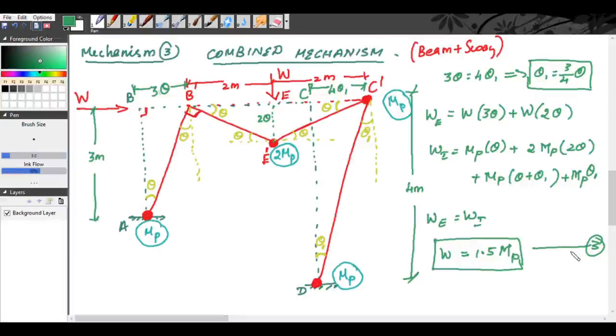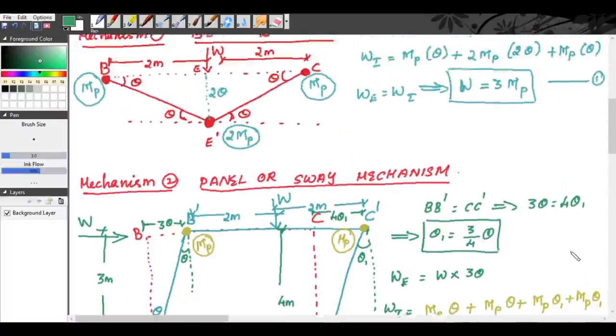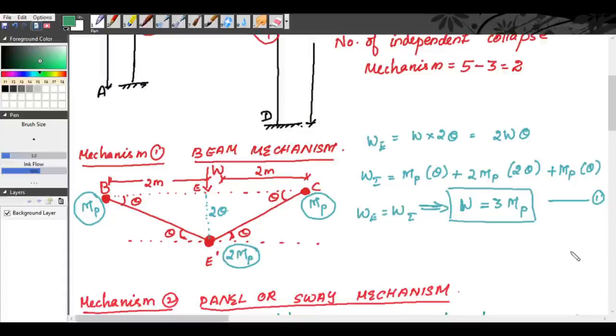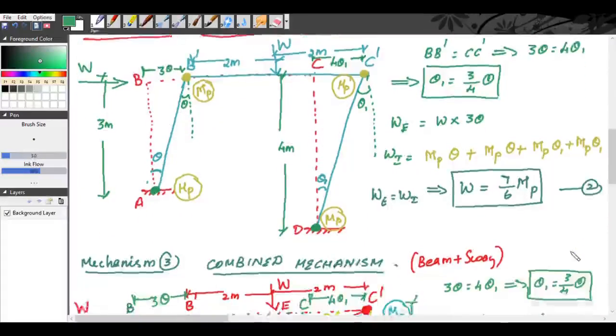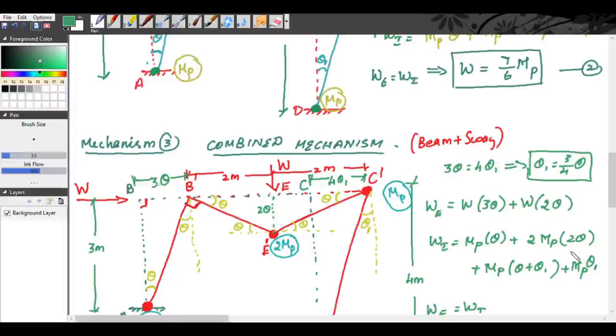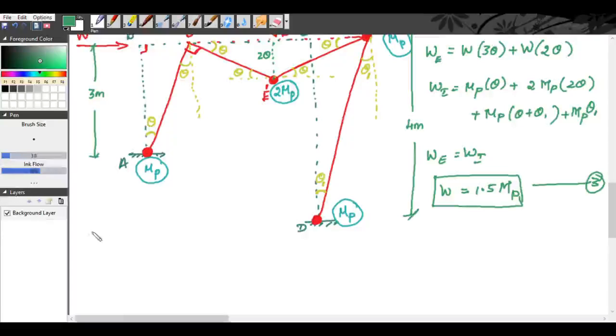Now you can compare all the 3 mechanisms. For the third mechanism, the collapse load is 1.5 mp. The second mechanism collapse load is 7 by 6 mp. And the first mechanism, the collapse load is 3 mp. So when you are considering the collapse load, you have to take the least value. And when you are considering the plastic moment, you have to consider the largest value. So the least among the 3 values is 7 by 6 mp, which means for this problem, your collapse load is 7 by 6 mp.